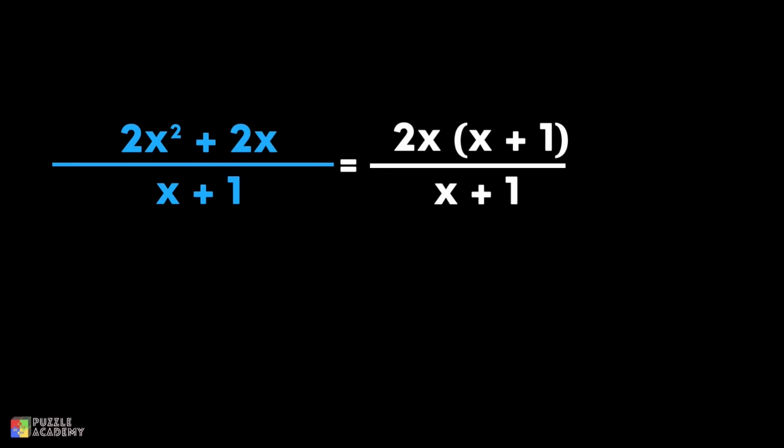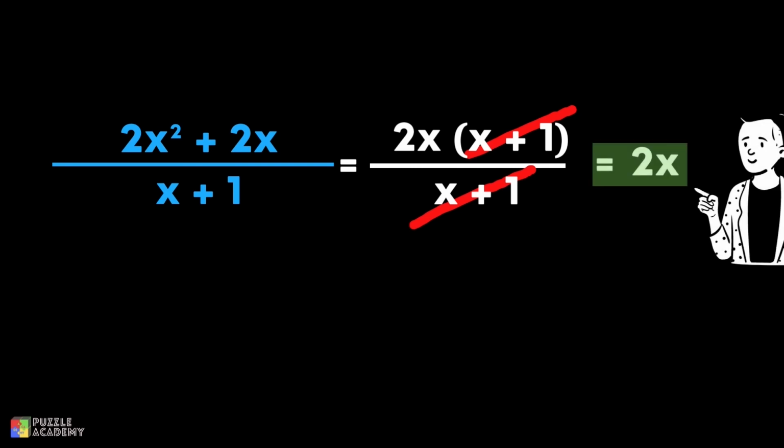And in this part, we have the denominator x plus 1. So we can simply cancel out the x plus 1 in the numerator and the x plus 1 in the denominator because they are the same. So which leaves us only 2x. And that is our final answer.